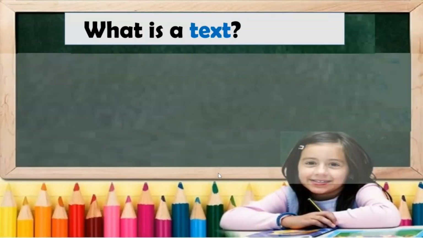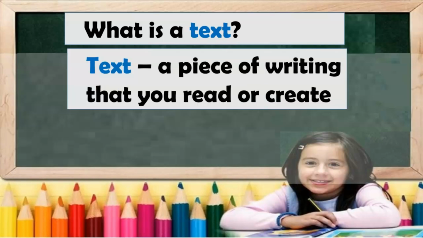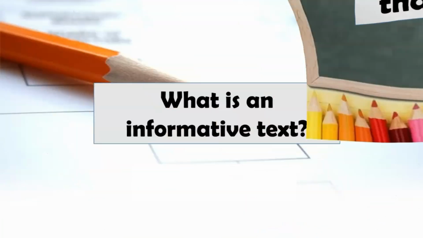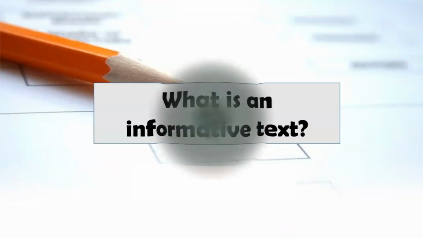Let's first define what a text is. A text is more likely the same as what you receive on your phone, because this talks about a message. But here, we define text as a piece of writing that you read or create. Once again, text refers to a piece of writing. That's the only thing you need to remember. Alright, let's proceed to defining what an informative text is.